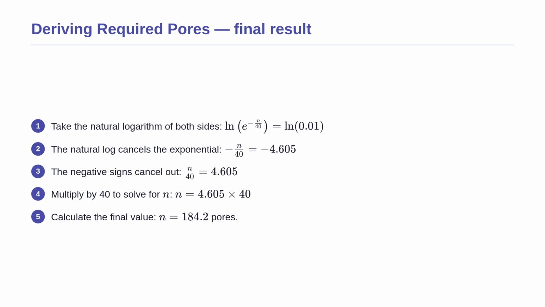Since we cannot have a fraction of a pore, the immune system must form at least 185 pores. This proves exactly why the complement cascade must rapidly multiply its output to destroy highly resistant bacteria.